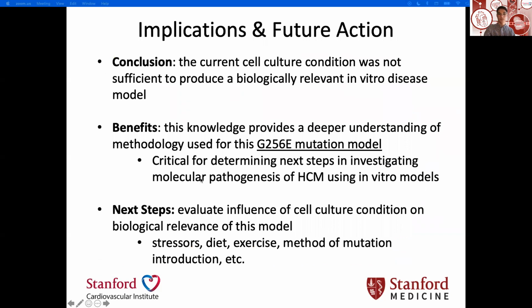The conclusion we drew from that is that the current cell culture condition was not sufficient to produce a biologically relevant in vitro disease model. However, the benefit of this knowledge is that it provides a deeper understanding of the methodology used for this G256E mutation model, which is critical for determining the next steps in investigating molecular pathogenesis of HCM using in vitro models. Our next steps would be to evaluate the influence of cell culture condition on biological relevance of this specific model. Some factors we might include would be stressors, diet, exercise, or even method of mutation introduction.